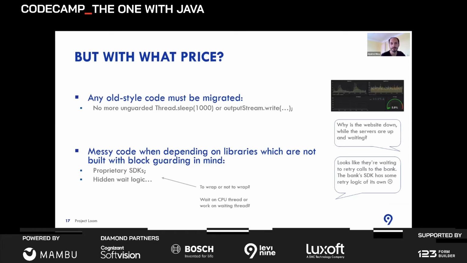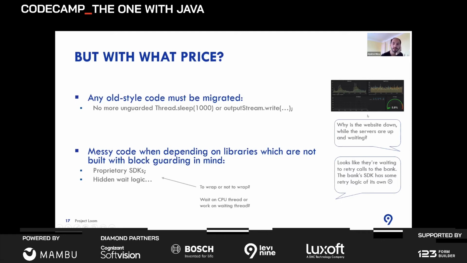And then there's the fact that you have to migrate your code. The old code, which does not take into account asynchronicity, is not going to work so well. So if you have unguarded sleeps, writes, anything, you can get into messy things. And this can happen in your code. Maybe you can migrate it, but if you use things like proprietary SDKs, you can have some hidden wait logic there.